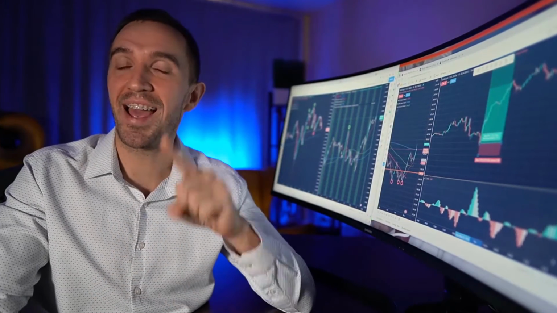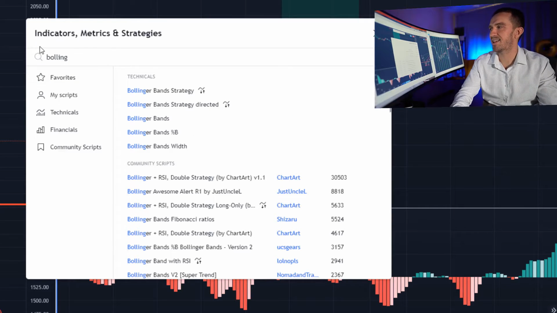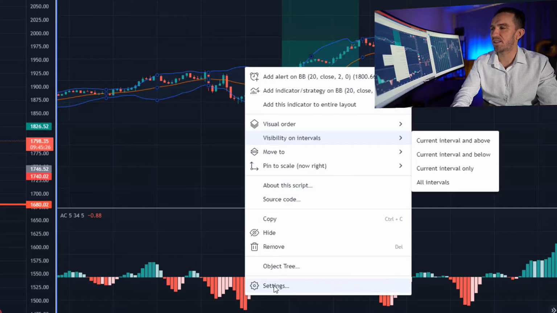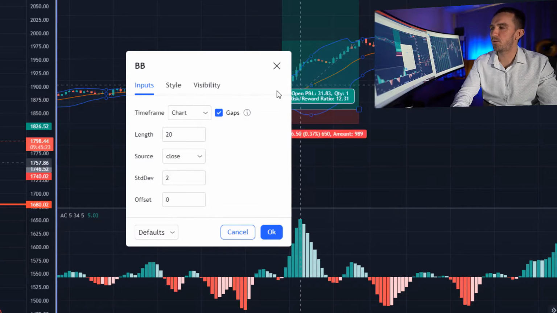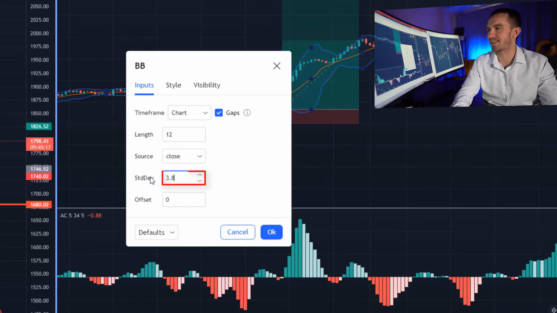However, it's not just stop loss and the take profit, but we have an exit condition from the Bollinger Bands. So I'll hit on indicators, and I will look for Bollinger Bands, and I will click on it. Then I will go to the settings of the indicator, and instead of the default 20 as a length, I'll be using 12, and deviation would be 3.8.